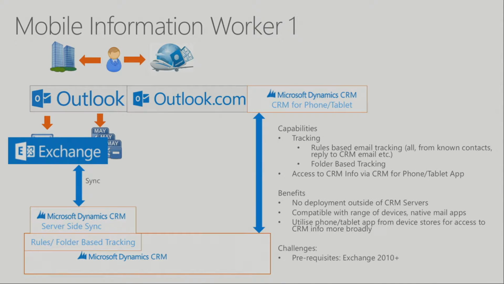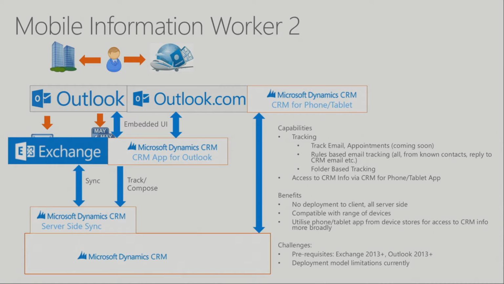So in this scenario, the combination occurs. We've got Outlook and Outlook.com, and we can do this, the CRM phone for tablets. When we've got our tablet or our Surface device, you can see the richness of what you're doing from a CRM perspective. You're not necessarily using Outlook to get into CRM. You're using the CRM app for that. And then you can use server-side sync and rule-based, folder-based or rule-based tracking to record things behind the scenes.